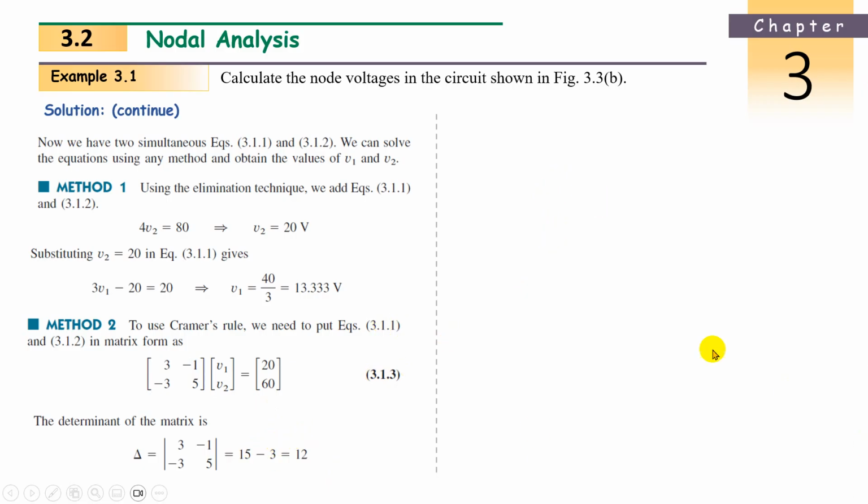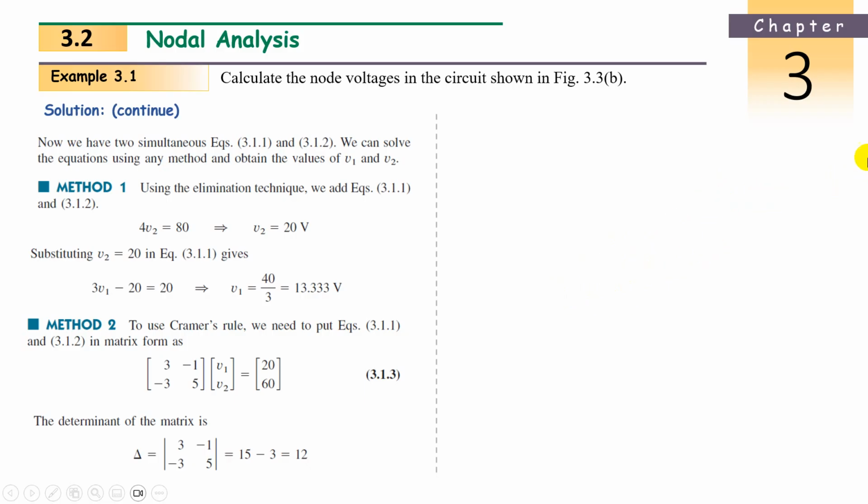Does everyone understand or not? Please tell me. What do I want to do? Determinant. What is it? How do you find the determinant? Diagonally you have to multiply and put a minus in between. First diagonal, 3 into 5, 15, minus the other diagonal, 3 into 1, 3.